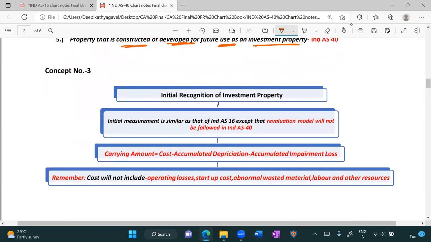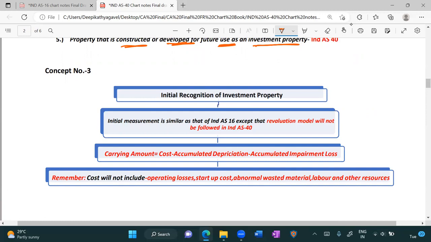So two concepts done so far. The first concept being the scope of the standard. So what does the scope of the standard say? That the standard will apply to property which is held for any one of the three purposes. The first being either for rental, the second being for capital appreciation, and the third being for an undetermined use.